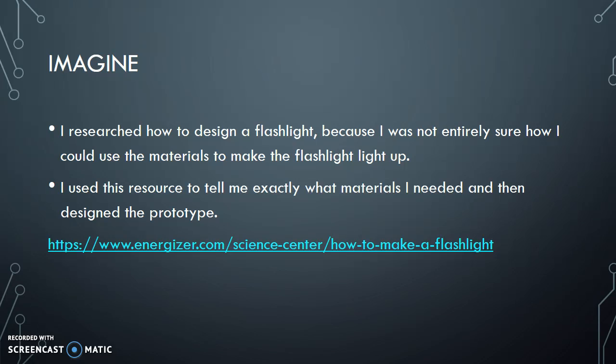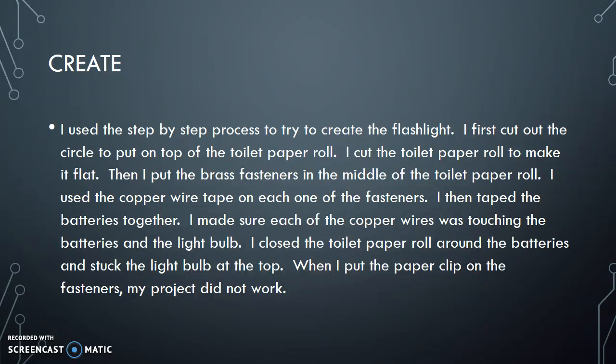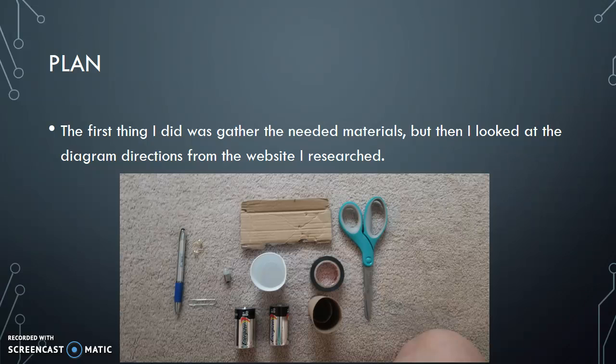So for my plan, I ended up getting the materials that I needed. As you can see, I have a whole bunch of materials. I have my pen, two brass fasteners, which are kind of hard to see, a paper clip, a light bulb, a paper cup, my two batteries, the toilet paper roll, electrical tape, a cardboard piece, and my scissors.